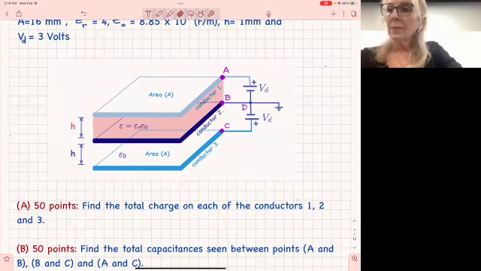Here I show that two of these metals are at the same potential, up and below. And I apply the same potential with two batteries, which are identical. And then the middle one goes to ground.